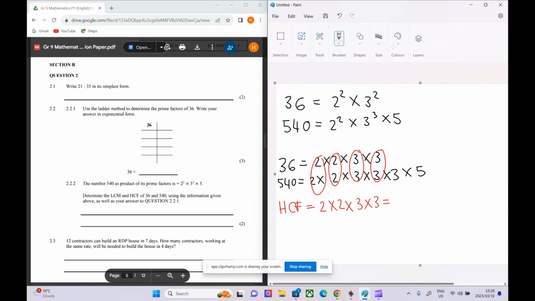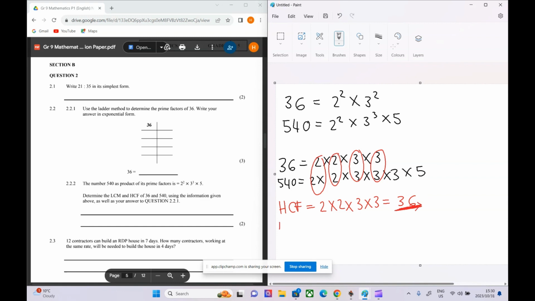So we're going to go 2 times 2 is 4, times 3 is 12, times 3 is 36. So we are going to say then our highest common factor, let's just check that again. 2 times 2 is 4, 4 times 3 is 12, 12 times 3 is 36. Yeah, so that is our highest common factor.